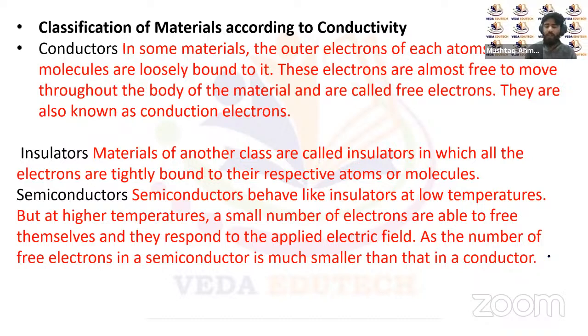Their conduction lies between that of insulators and conductors. So at high temperatures, they conduct a good amount of electricity, right? And at low temperatures, the resistance of the semiconductors increases, and they no longer conduct. So this was the classification of materials on the basis of conductivity. We classify them into three types: conductor, insulator, and semiconductors, right?